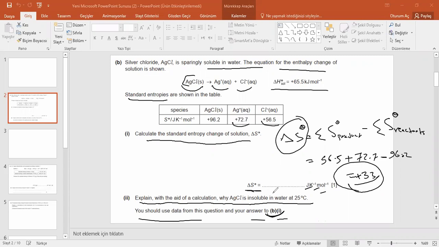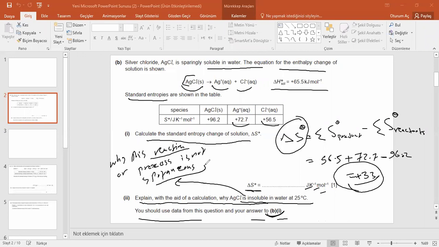Look, guys, whenever you see insoluble or a reaction doesn't take place, something like this, the meaning of the question is: why is the reaction or process not spontaneous? Why is the process not spontaneous? This is the meaning of the question. And always, guys, we have to find delta G from these equations. We need to find the Gibbs free energy.